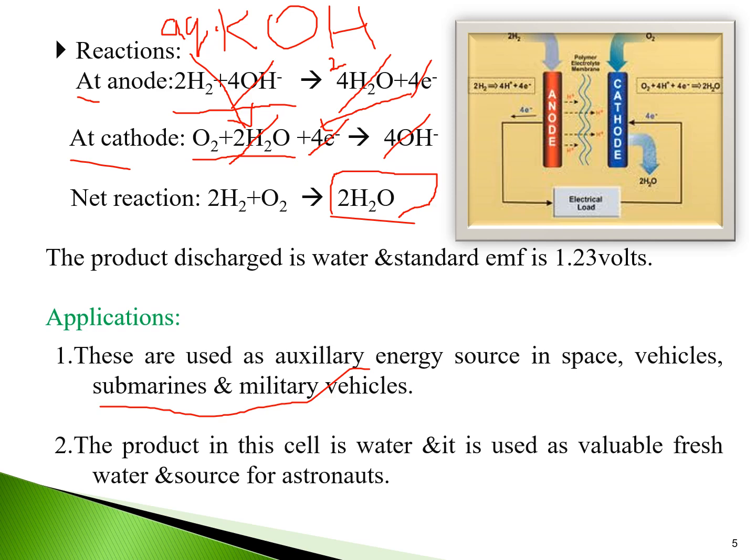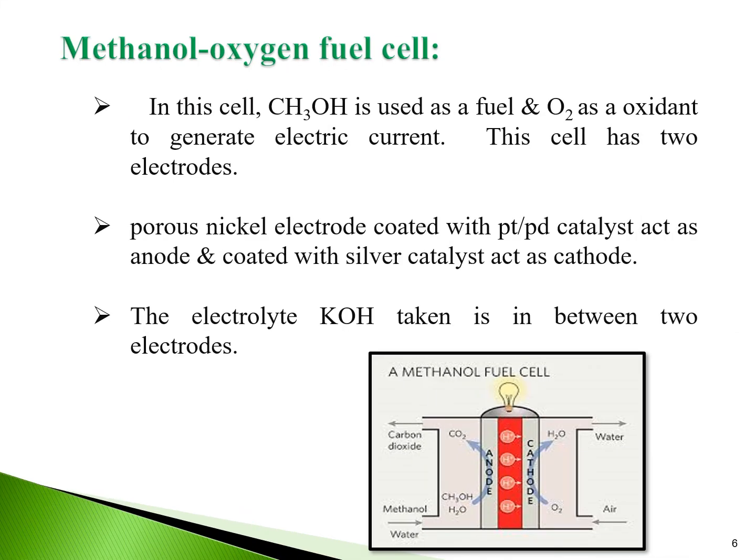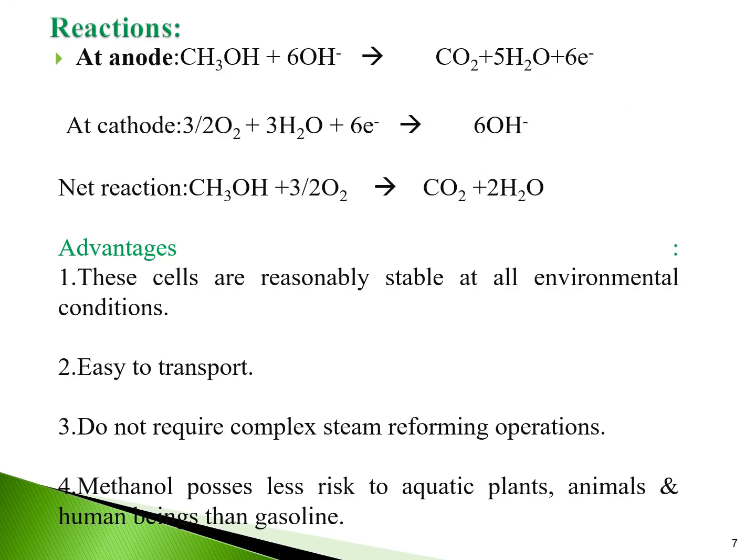In the same way, we are going to discuss our next fuel cell, the methanol oxygen fuel cell. So here methanol is acting as the fuel, and in the same way oxygen is acting as the oxidant to generate electric current. So this will be the reaction at the anode. At the anode, CH3OH, methanol, will be acting as the anode, and at the cathode, oxygen gets reduced to hydroxide.